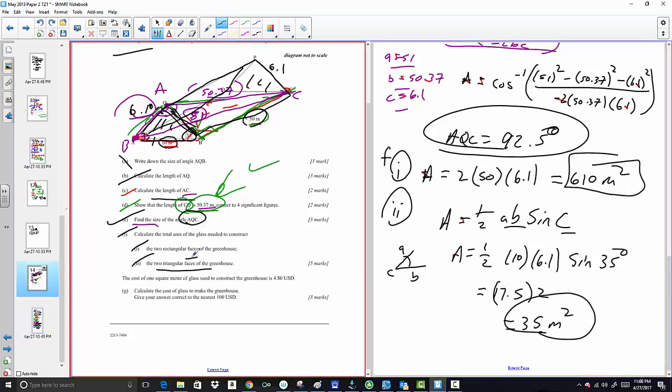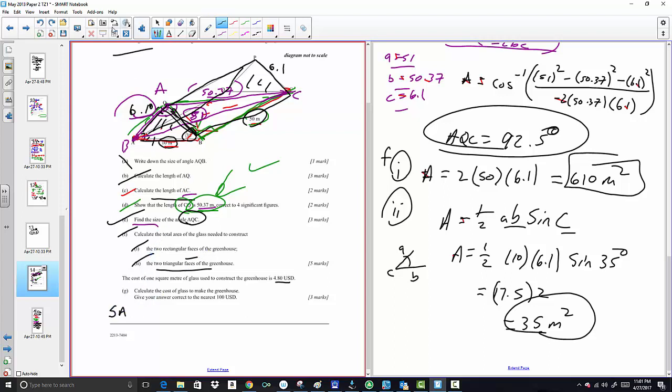The cost of 1 square meter glass used to construct the greenhouse is $4.80. Calculate the cost of glass to make the greenhouse. Give your answer correct to the nearest 100 US dollars. Now, that's 1 square meter of glass to construct the greenhouse. If the whole thing is made out of glass, which is kind of what I'm getting here, then we need the entire surface area, right, to make the whole thing. So this is a surface area question.